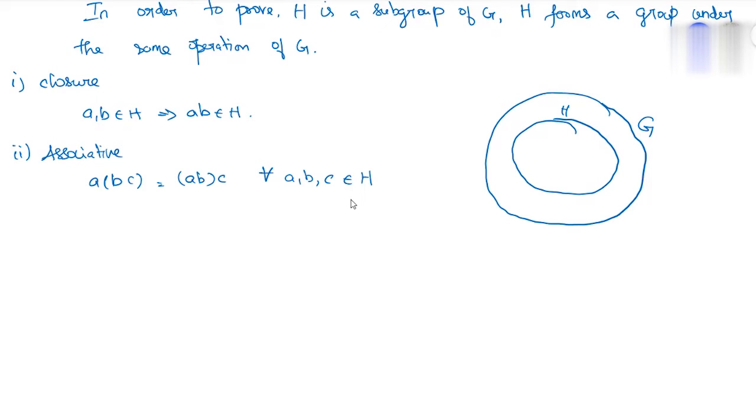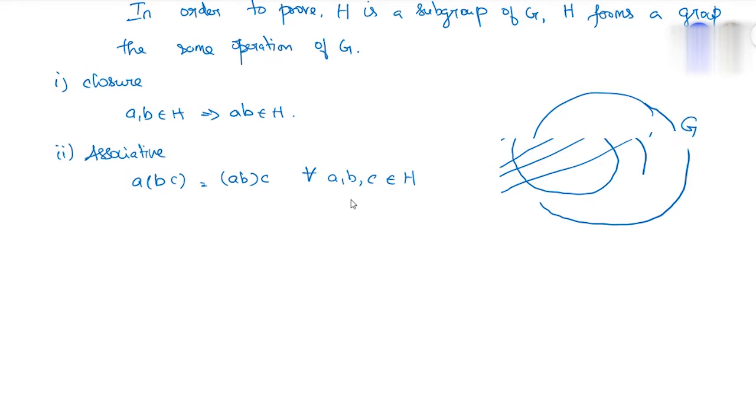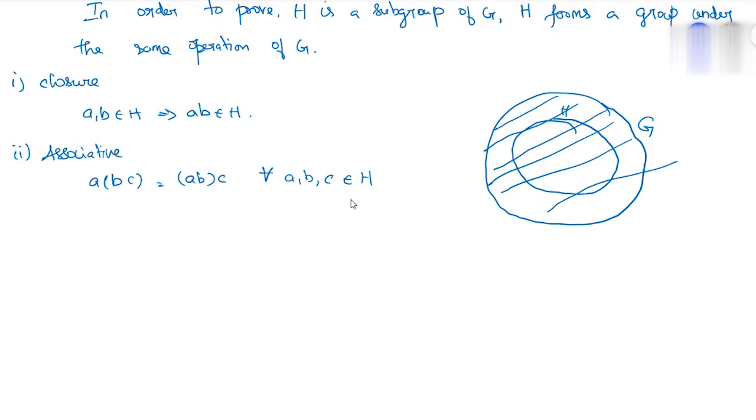Now, in G, this property is true for all the elements in G. Therefore, it should be satisfied for H also, since H is a subgroup of G. Therefore, associativity is true for H.